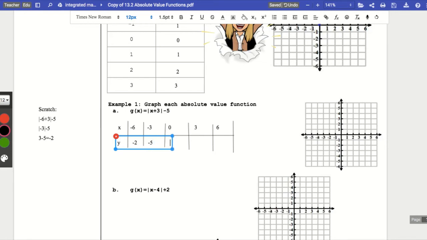And then I'll plug in 0. 0 plus 3 is 3. 3 minus 5 is -2. So see, I've already kind of captured that V right there. So let's keep going and see what the rest of this graph is going to look like.